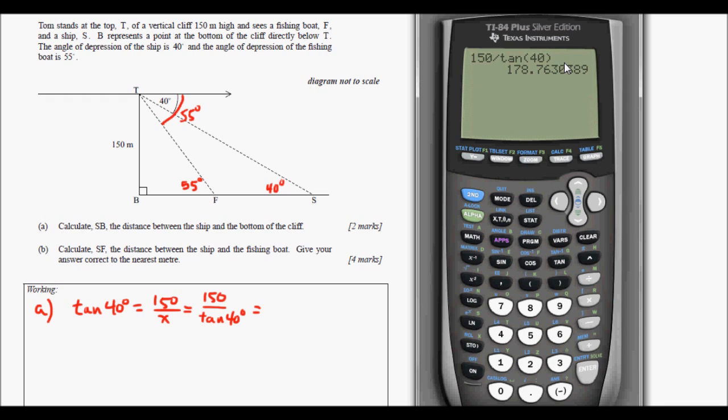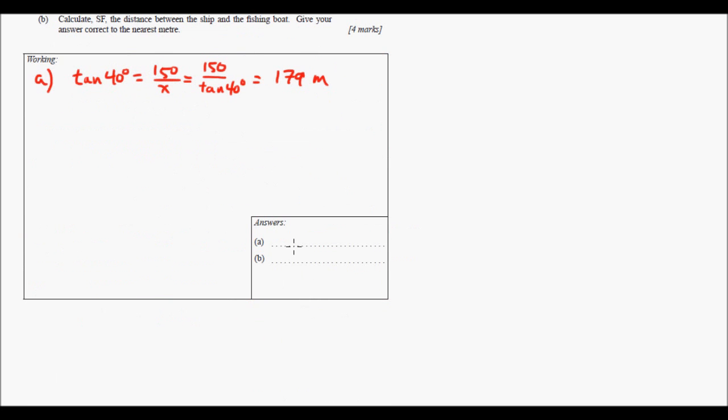178.7. Now, do they say to the nearest anything? Okay, so to three significant figures, that's 179 meters. Now, again, you want to make sure you put your label. So it's going to be 179 meters. You'd get a penalty if you didn't put your label. So what I would do here is put my answer, 179 meters. Now, let's look at part B here.